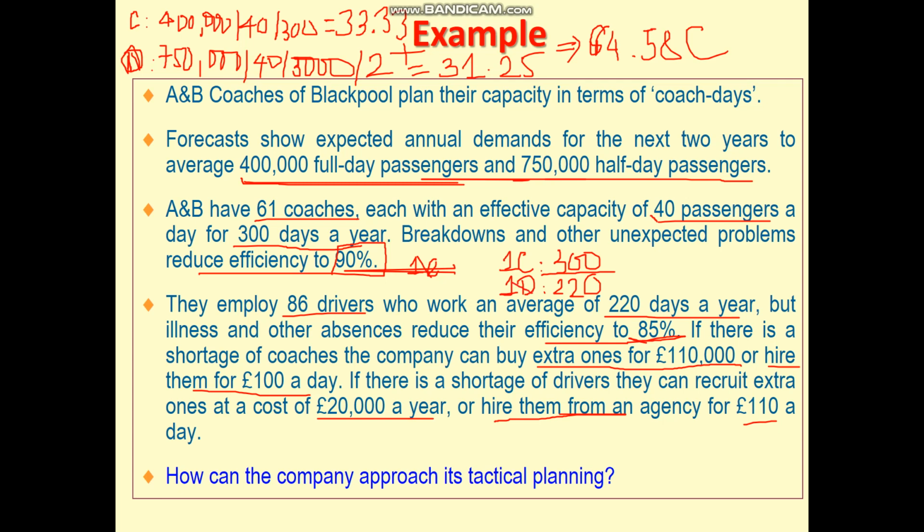So one coach will need 300 divided by 220 drivers. So when we need 64.58 coaches, we need 64.58 times 300 divided by 220 drivers. So we will have the total of drivers we need, that is 88.06 drivers.